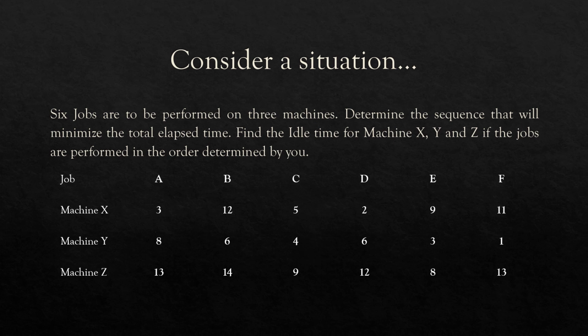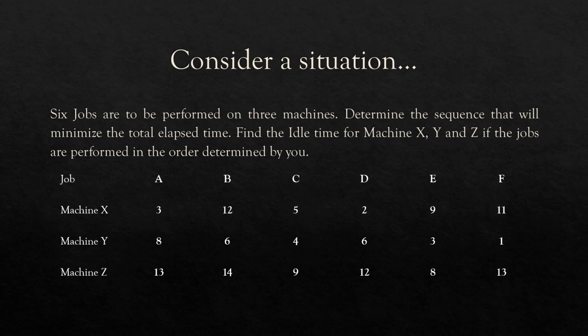So first step is understanding the problem layout. Assume we have 6 jobs, each needing to be processed on 3 machines, machine X, machine Y and machine Z. Each job has a specific processing time on each machine. The jobs must be processed in the order of machine X, then machine Y, and finally machine Z.